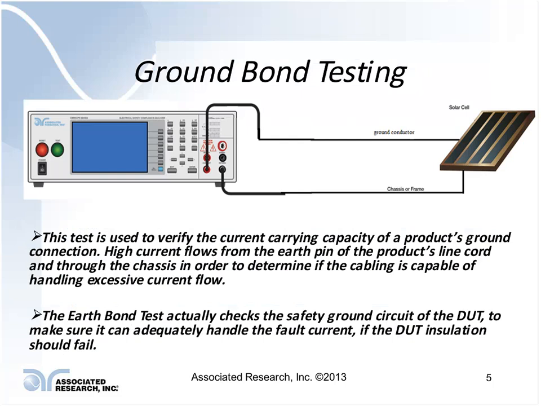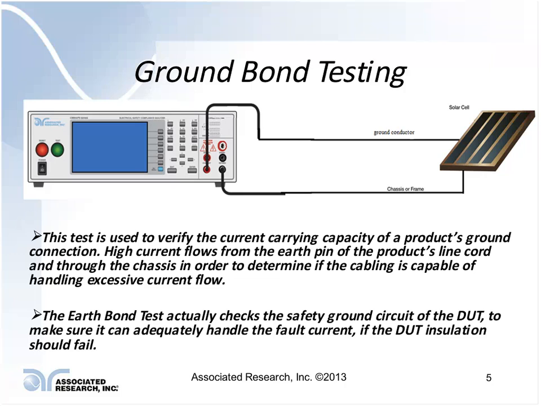All a continuity test is going to tell you is there's a path, but how much current can that path handle before it finally breaks down? So what we're going to do for a bonding test is high current is going to flow from the earth pin of a product's line cord, or it might just be a wire, through to the chassis in order to determine if the cabling is capable of handling this excess current flow. And what we're looking for here is, if we have breakers in the circuit, will these breakers trip if something goes wrong? Can it handle this fault current? So it's basically looking at the integrity of that earth path.